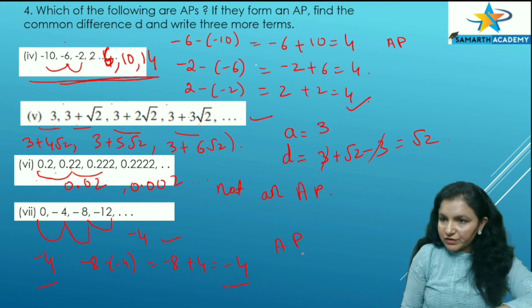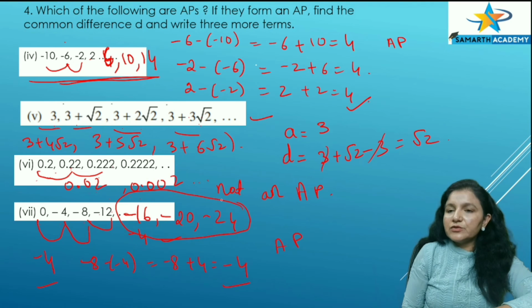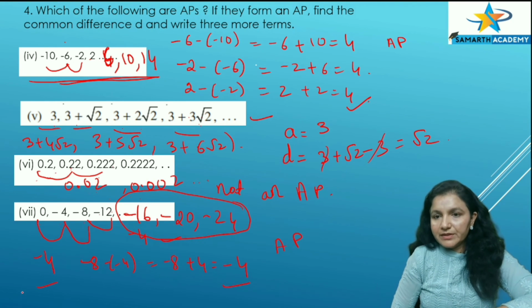Therefore, it is an AP. And for the next three terms, we add minus 4 continuously and get the terms. So, minus 12 minus 4 is minus 16. Minus 16 minus 4 is minus 20, minus 24. So, these are the next three terms of the given AP.